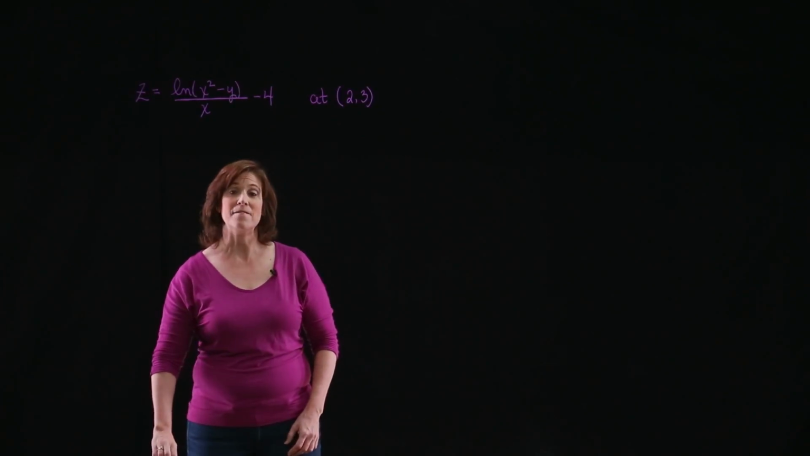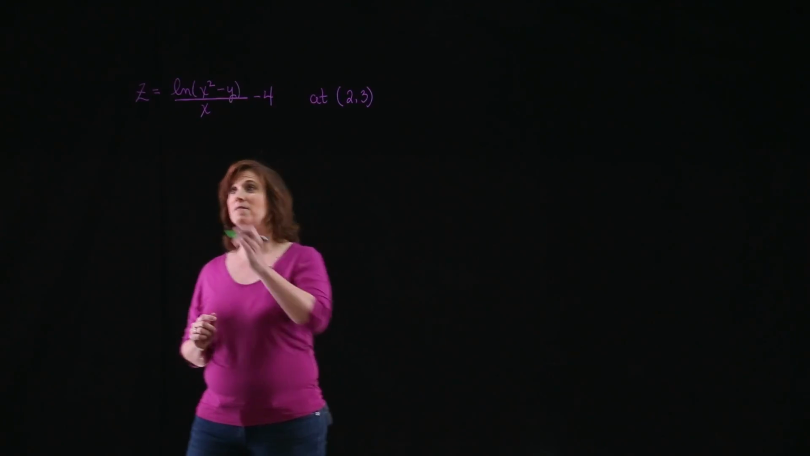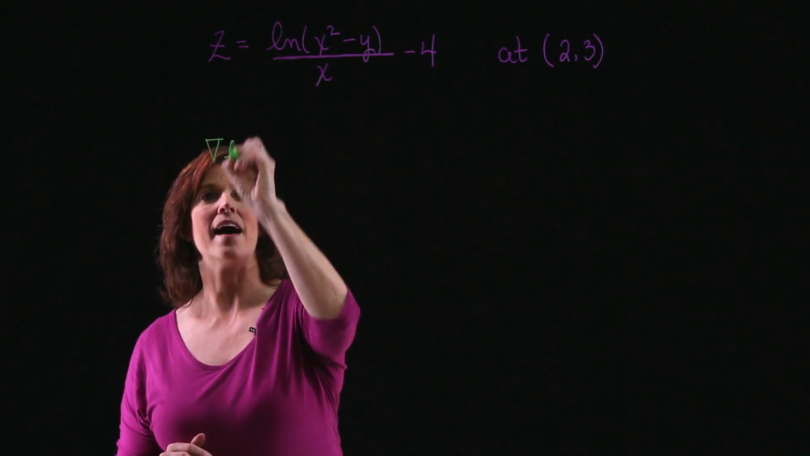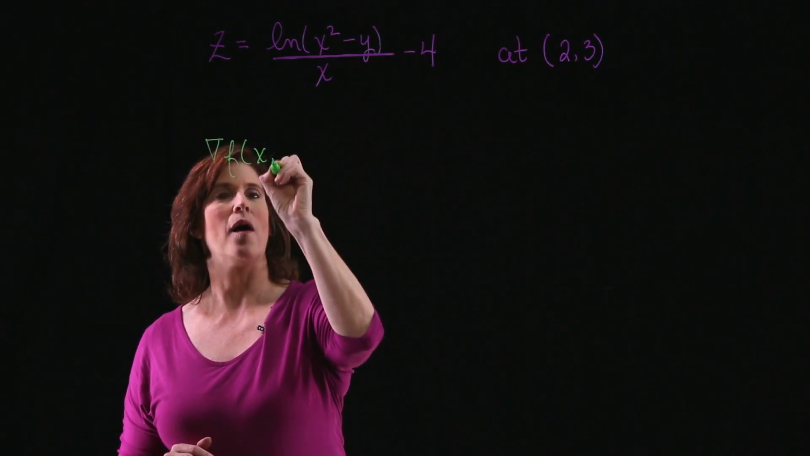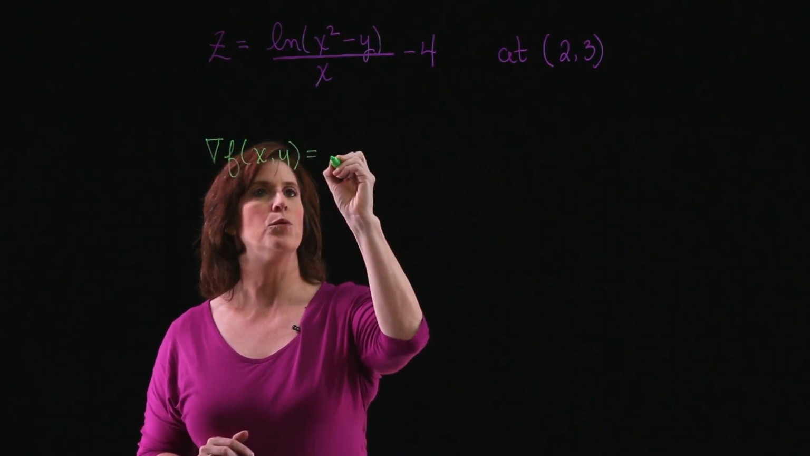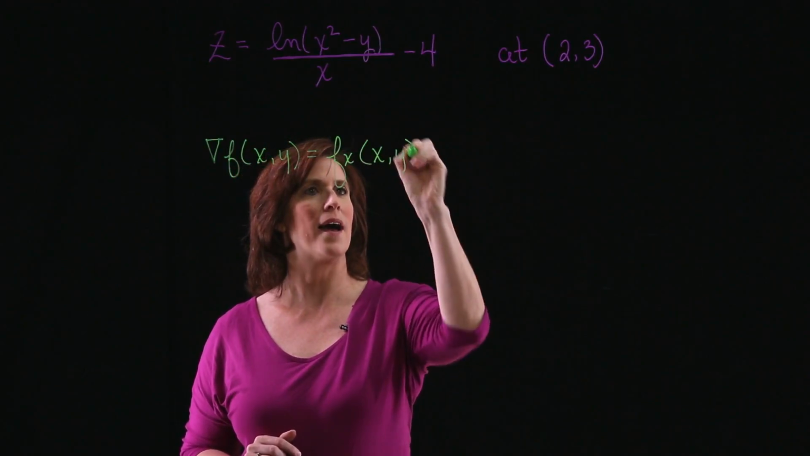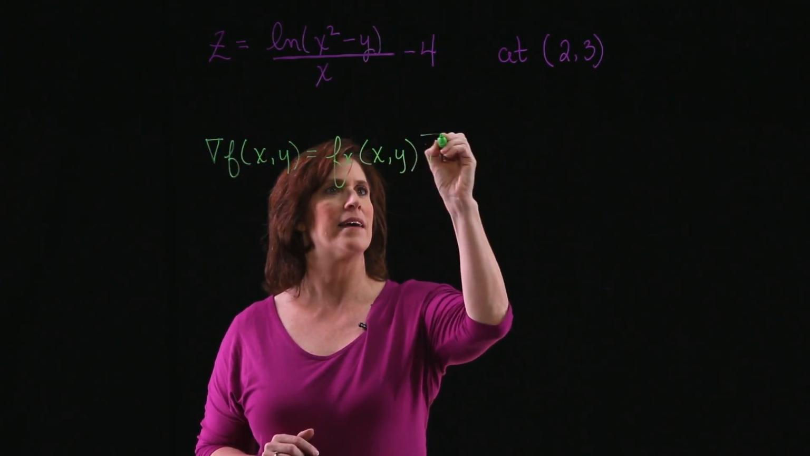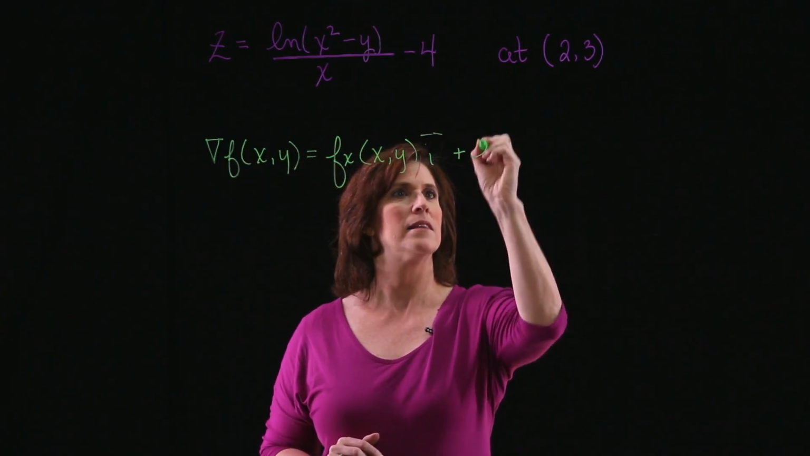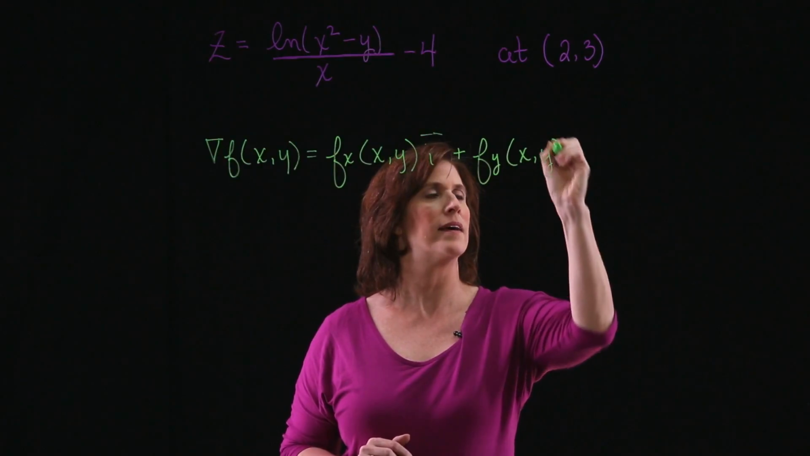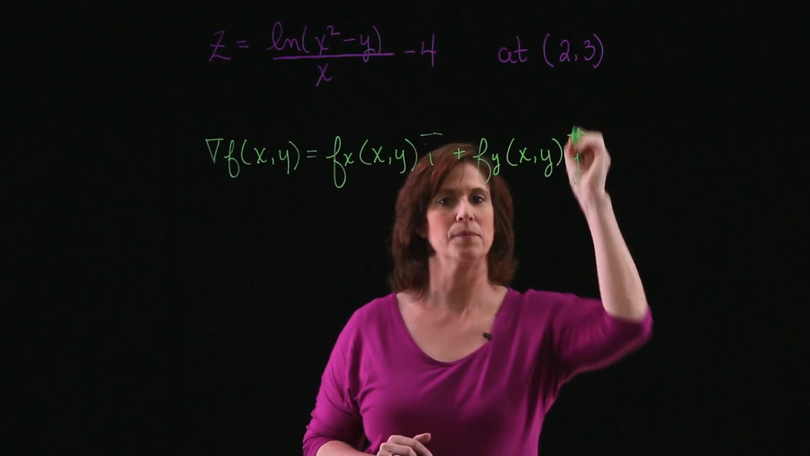Now, the gradient is a vector-valued function, and it's defined as the gradient of f at (x, y) is equal to the partial derivative of f with respect to x at (x, y) times vector i, plus the partial of f with respect to y at (x, y) times vector j.